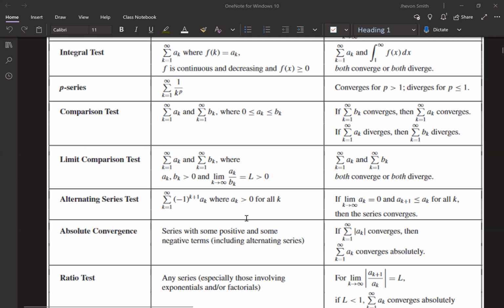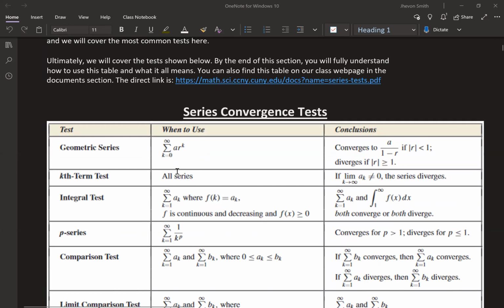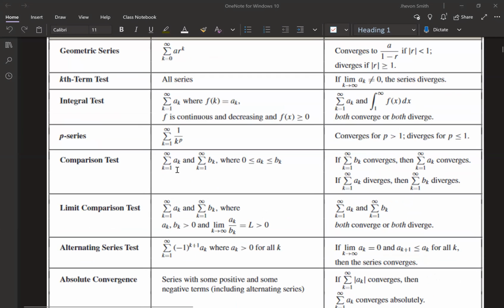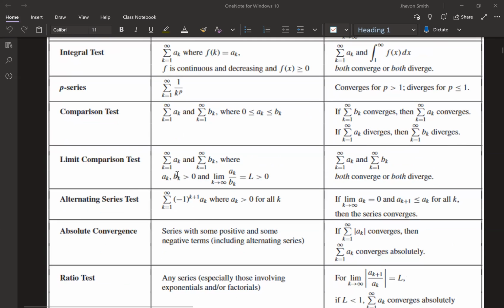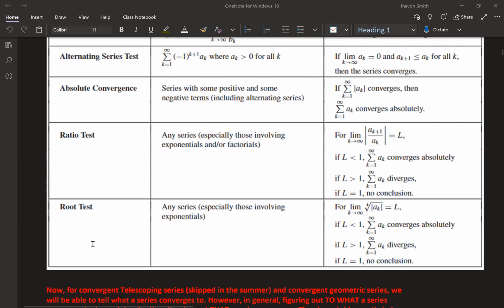So there are a bunch of tests that will tell us when a series will actually add up to something meaningful in some sense. And remember, there are 2 senses in which a series can add up to something meaningful. There's absolutely and conditionally. We are going to talk about both of those later on today as well.